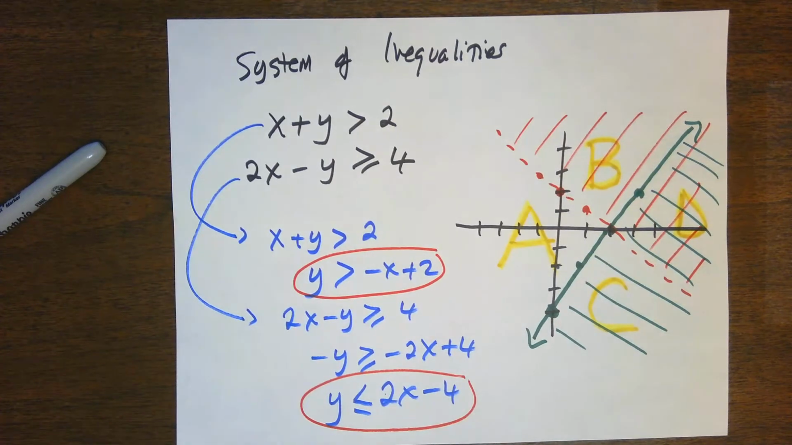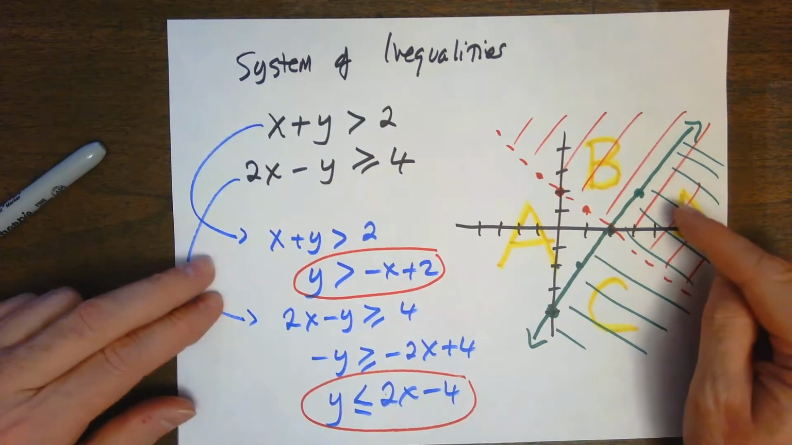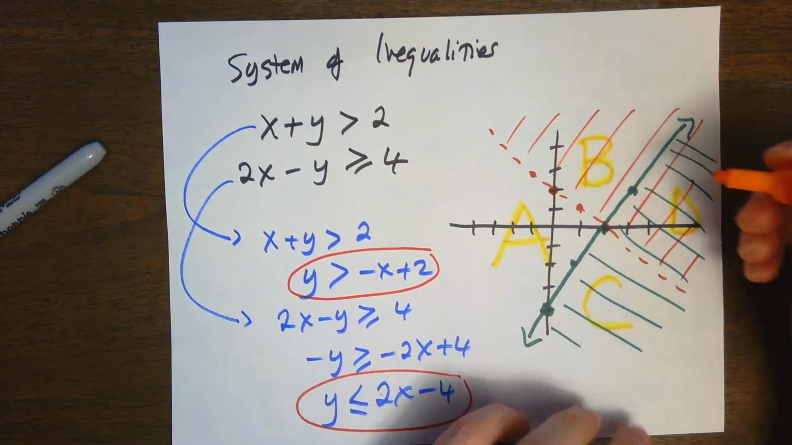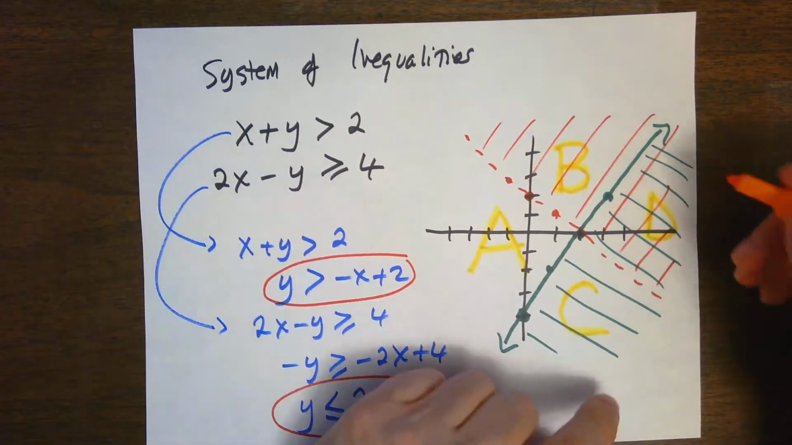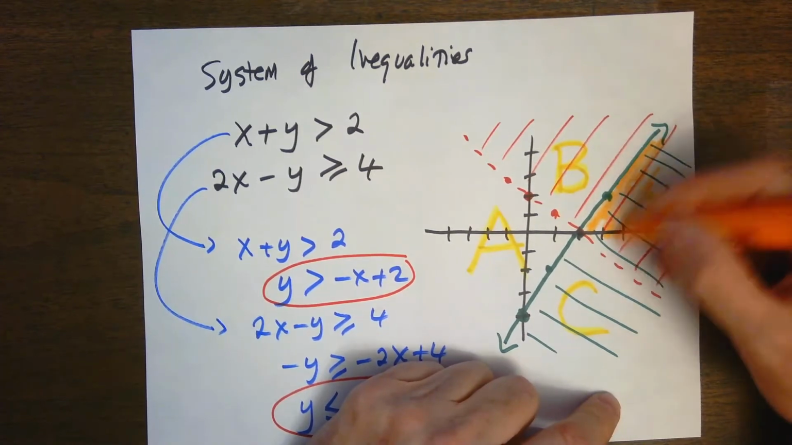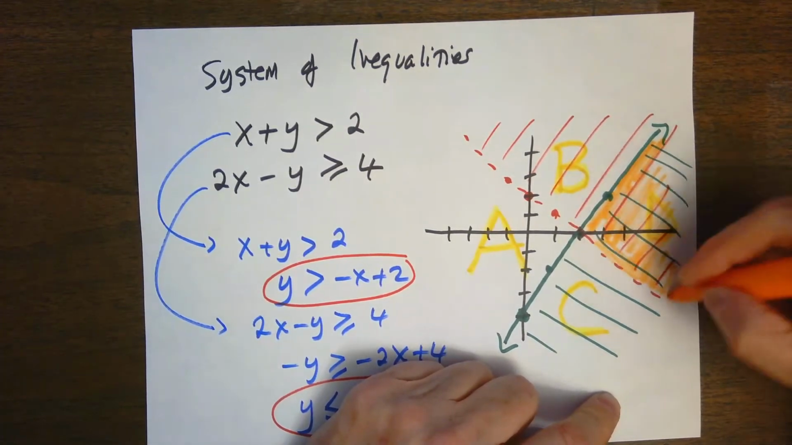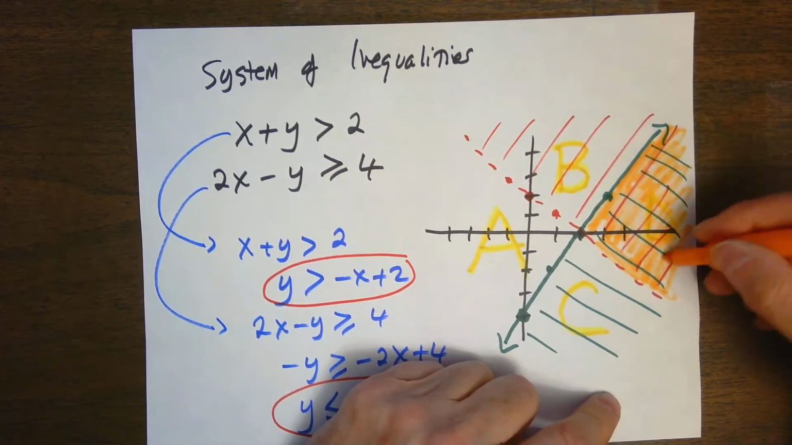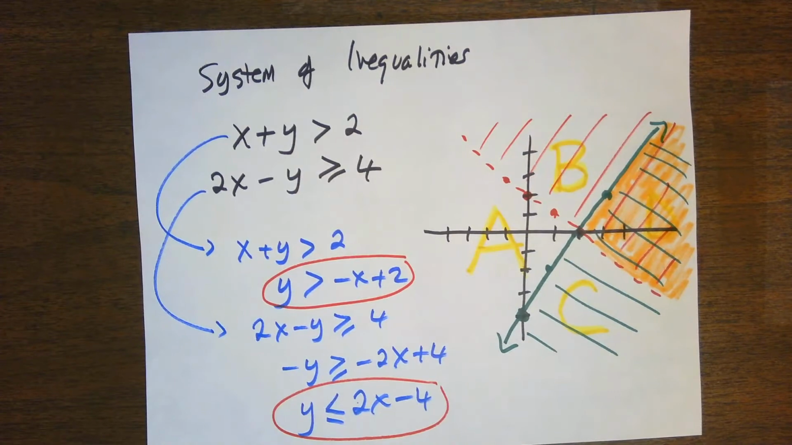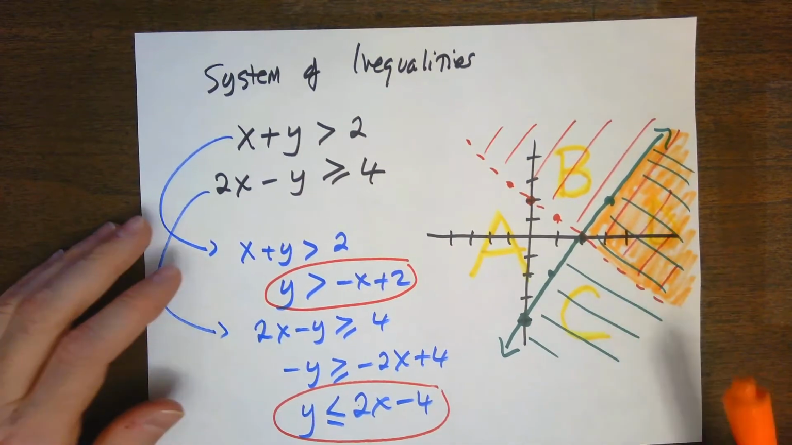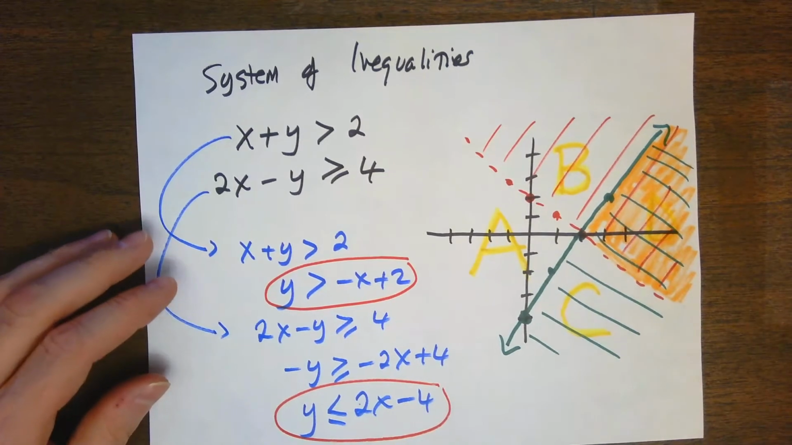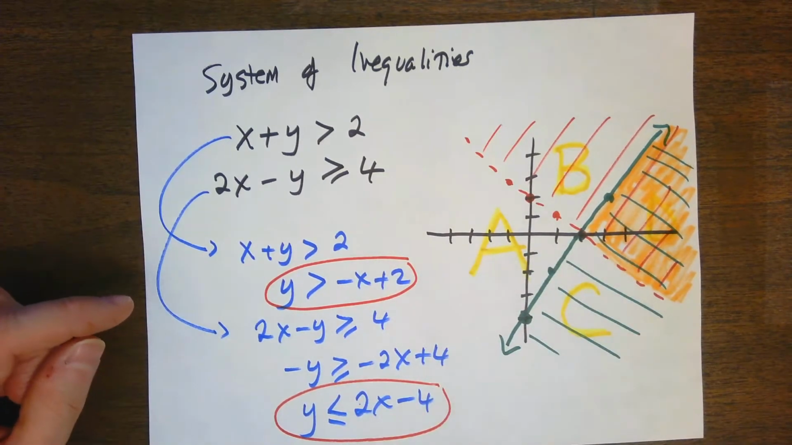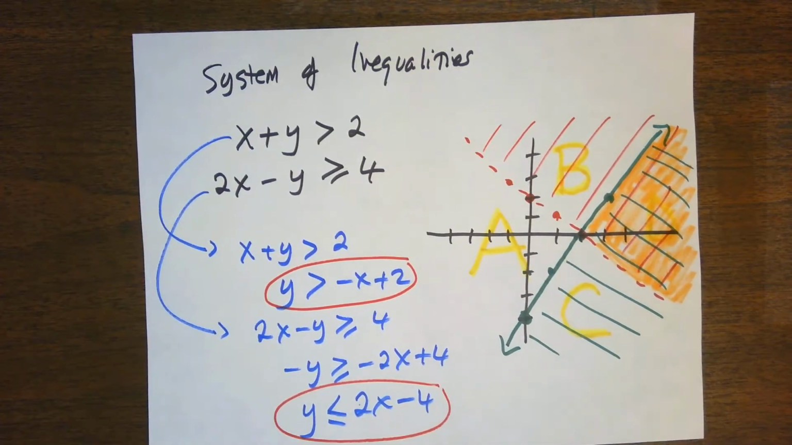So the solution to this system of equations, in a regular system of equations, the solution is the point or points where the lines intersect. But the solution to a system of inequalities is the region where everything is shaded in. So the solution to this system, I'm going to use my orange Sharpie here, is this region right here, where both of them are shaded in at the same time. That's the solution. Region D, this is the solution, because all of the points in here are solutions to both inequalities at the same time. So that's my solution set. That's what I'm interested in.